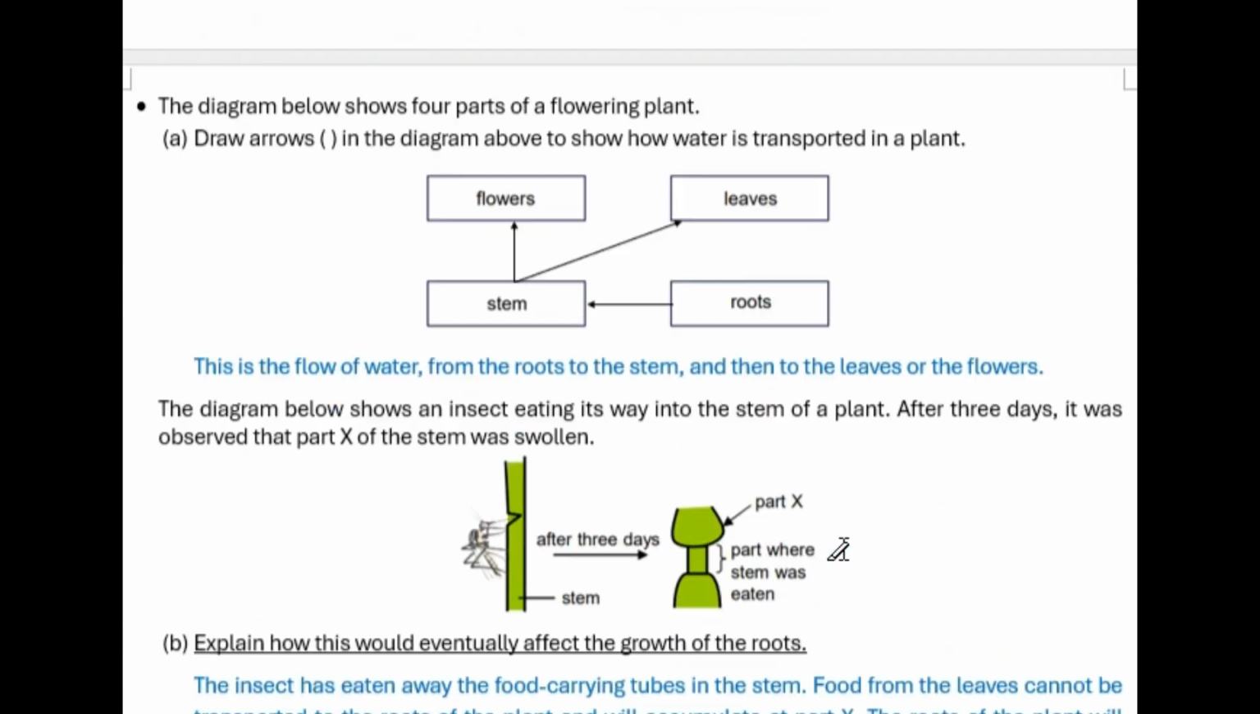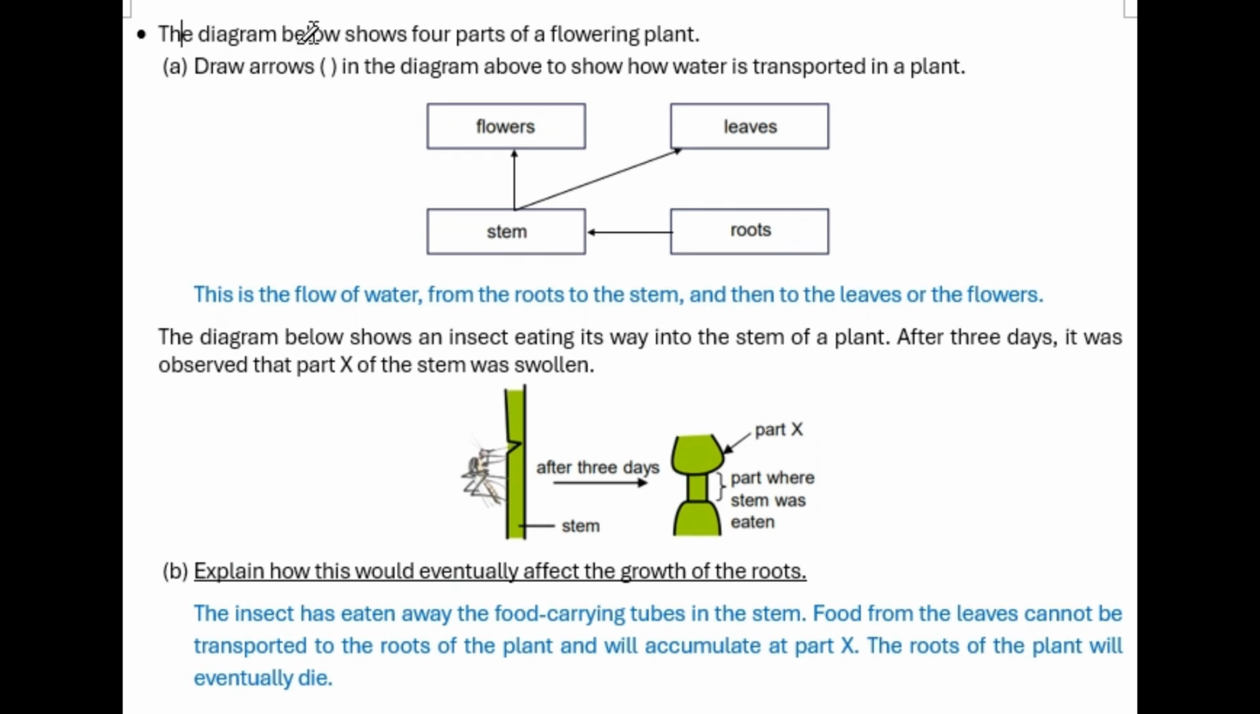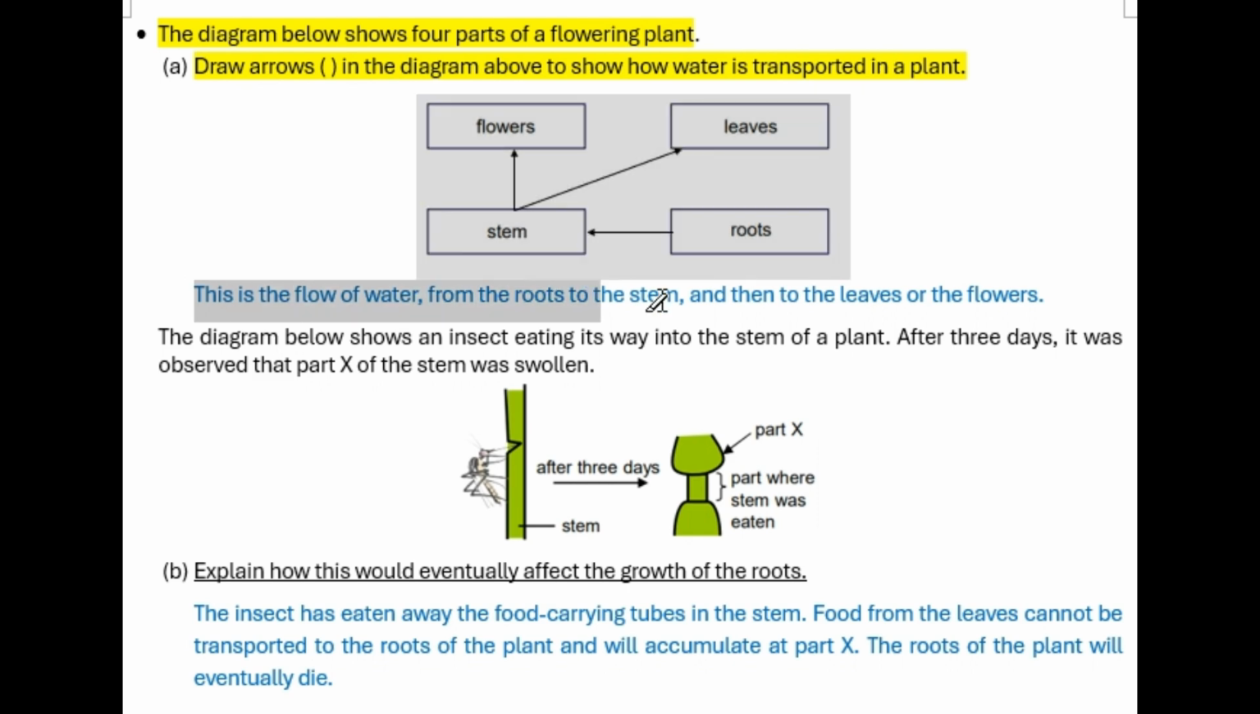The diagram below shows 4 parts of a flowering plant. A. Draw arrows in the diagram above to show how water is transported in a plant. This is the flow of water from the roots to the stem and then to the leaves or the flowers.